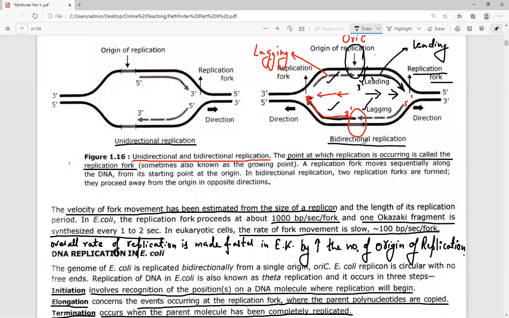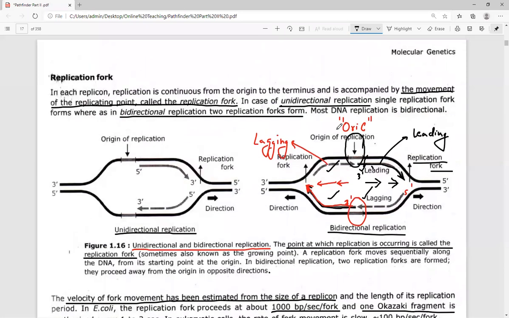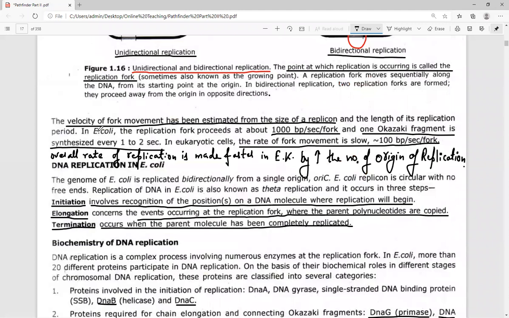After understanding the bidirectional replication fork and the process, looking at a single origin of replication, we can find that from the single origin in one direction there is a leading strand, and in the opposite direction the same strand will be referred to as the lagging strand. The velocity of fork movement refers to the speed of the fork movement.